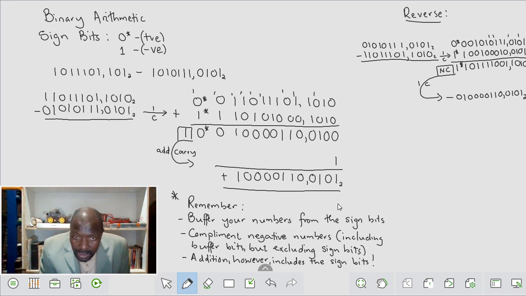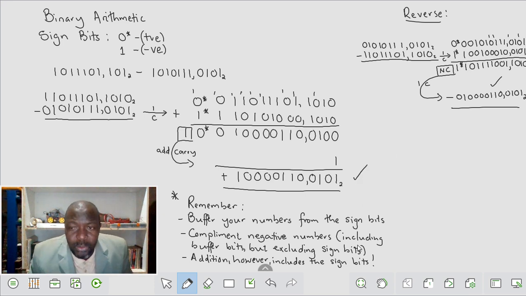Now if you are correct, it must be the same as this. Ignoring the first one, it's 1, 4 zeros, 1, 4 zeros, 2 ones, 2 ones, a 0, a 0, 0, 1, 0, 1, 0, 1, 0, 1. So our answer is the same, only it's negative, and we are happy.